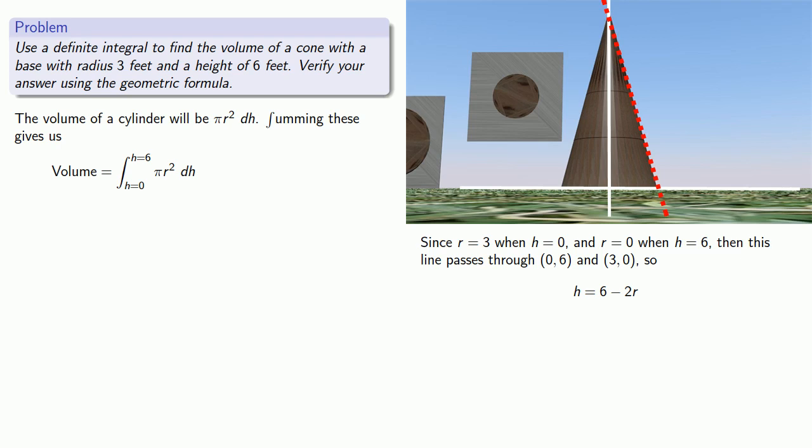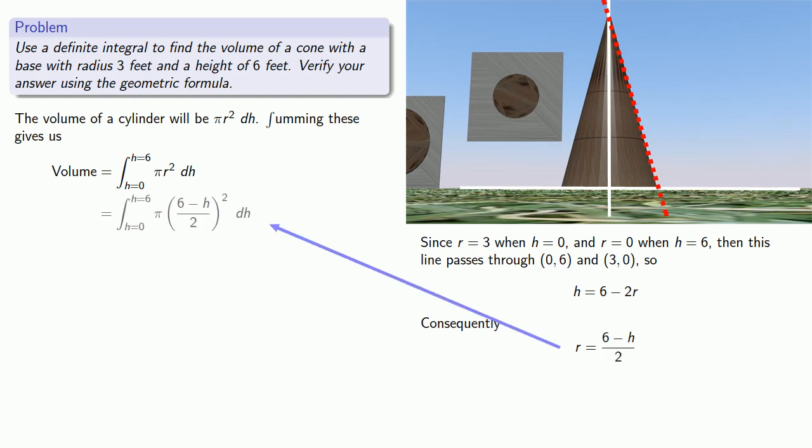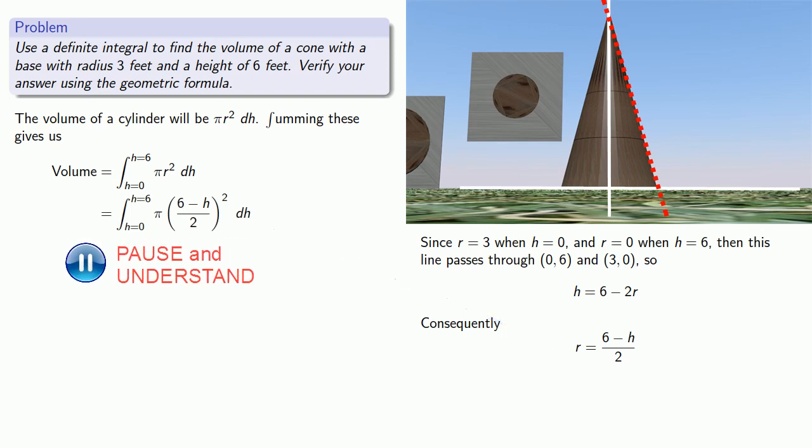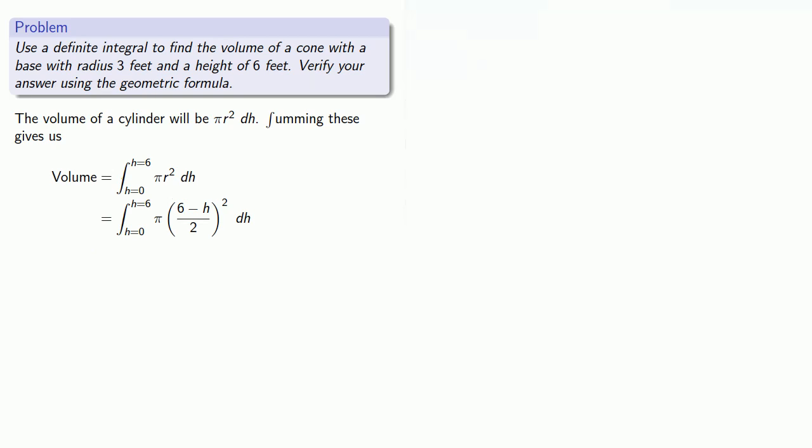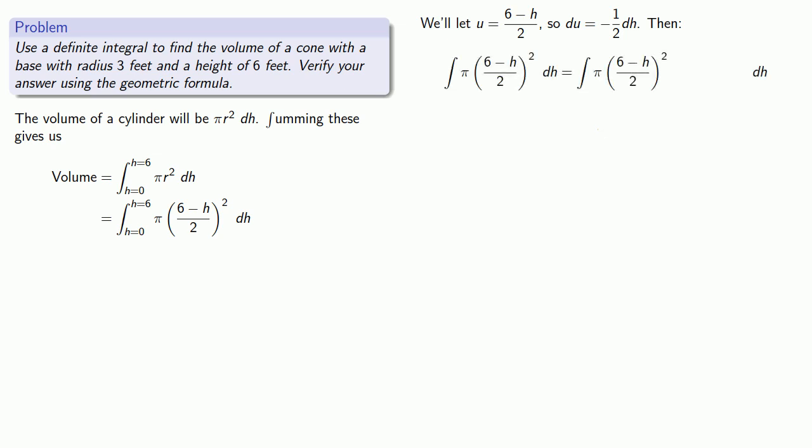And since I need r in terms of h, I'll solve this equation for r. And I can substitute that into my integral. And so in my integrand, the only variable is h, and we can proceed with the calculus. Here we'll do a u substitution. We'll let u equal 6 minus h over 2. So du will be minus 1/2 dh. We'll manipulate our integrand so we get a minus 1/2 dh in it.